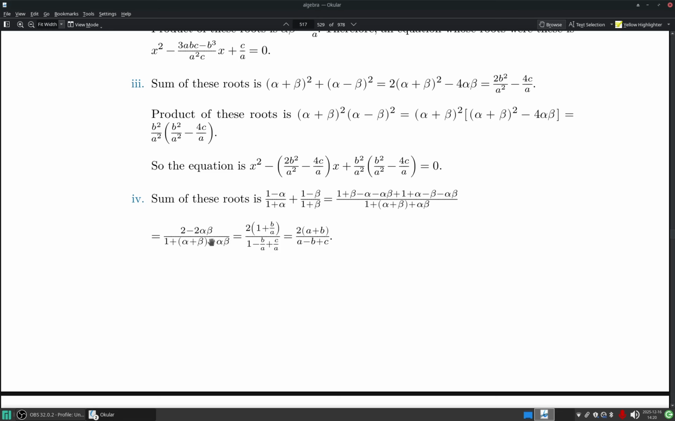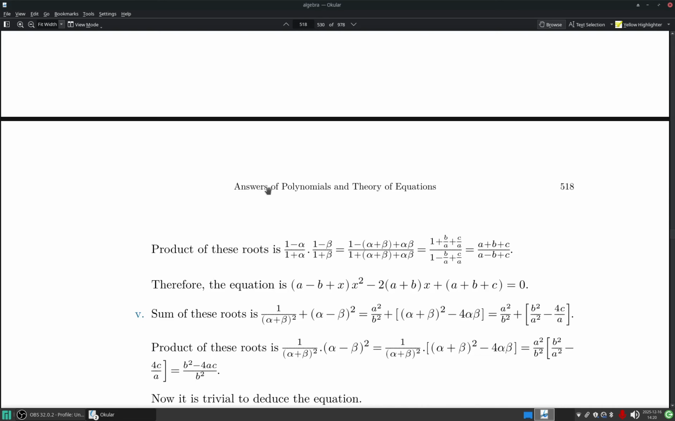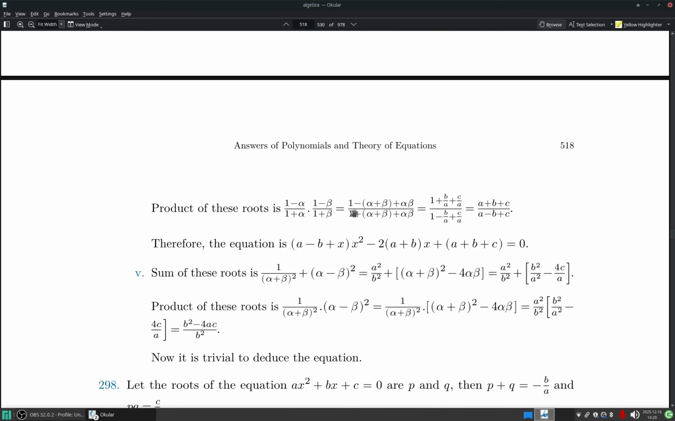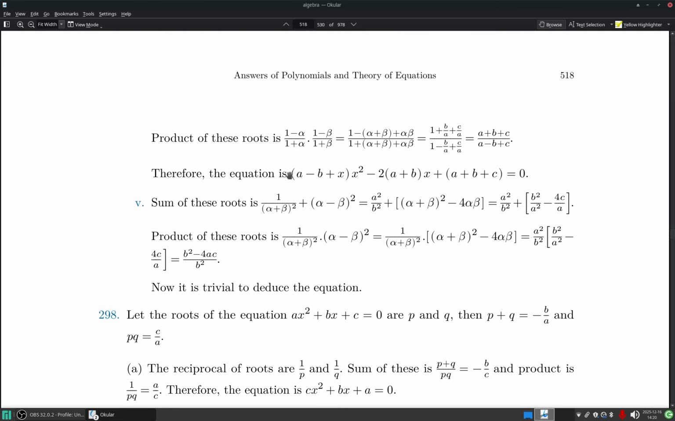So upon substitution, we have the sum as 2 into a plus b divided by a minus b plus c. Then we do the product. The product would be 1 minus alpha plus beta plus alpha beta divided by 1 plus alpha plus beta plus alpha beta. So that is a plus b plus c by a minus b plus c. So the equation would be a minus b plus c, x square minus 2 into a plus b x plus a plus b plus c is equal to 0.